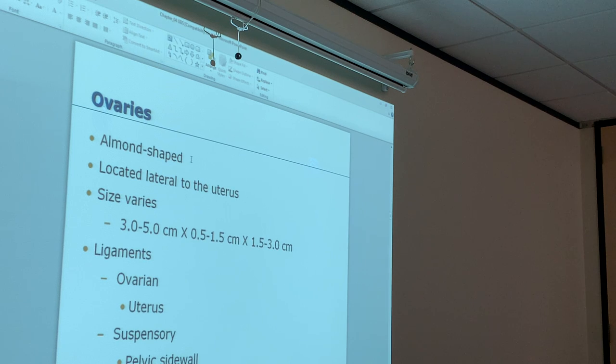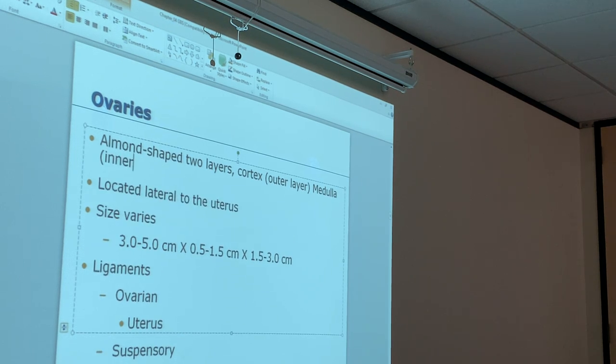The ovaries are almond shaped. You have two layers. You have the cortex, which is the outer layer, and the medulla, which is the inner layer. Okay? They're located lateral to the uterus. The ovaries are attached to the uterus by the ovarian ligament. The ligament that supports the ovary to the lateral sidewall is the suspensory ligament.